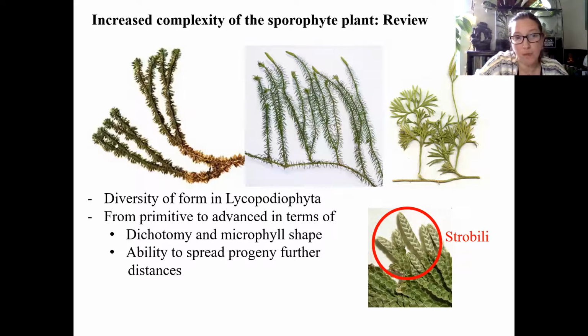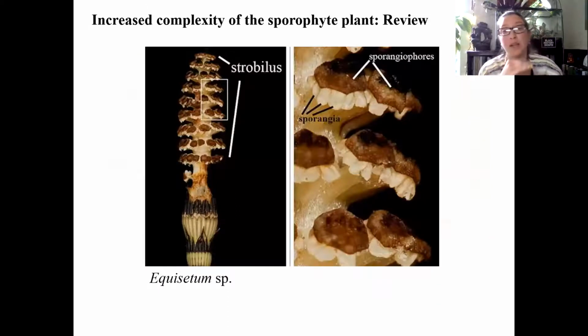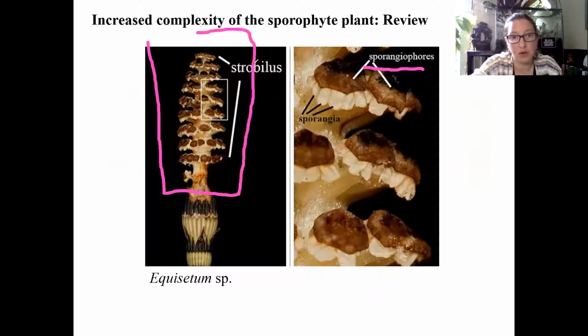Right. I think I already said this basically on the previous slides, but again, just really reminding you about going from a more primitive to a more advanced structure. By the time you get to the horsetails, the area of the plant that sheds spores is even more complex in that we have these new structures that only horsetails have, called sporangiophores. So this whole thing here is a strobilus.